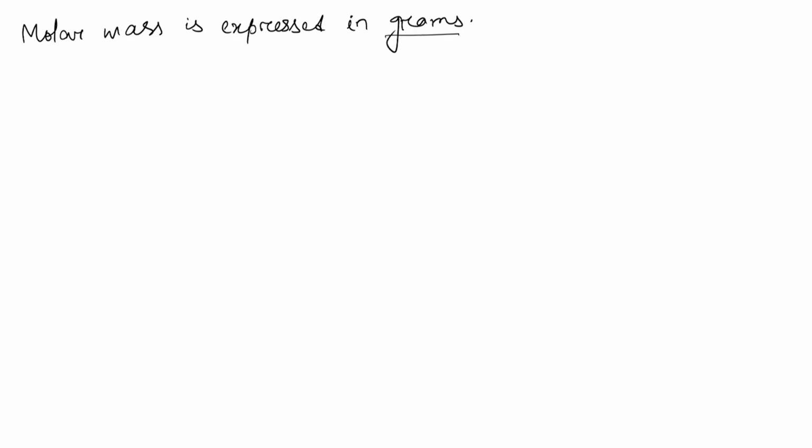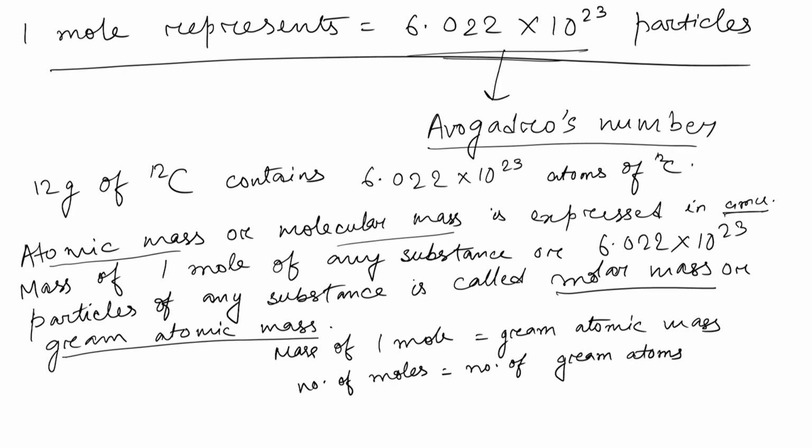Sometimes in the question it is given that the mass of any compound is some grams per mole. When grams per mole is given, that means they are talking about the mass of 1 mole, or the mass per mole of a substance. Now, we have seen what is 1 mole, what is molar mass, and the unit of molar mass.